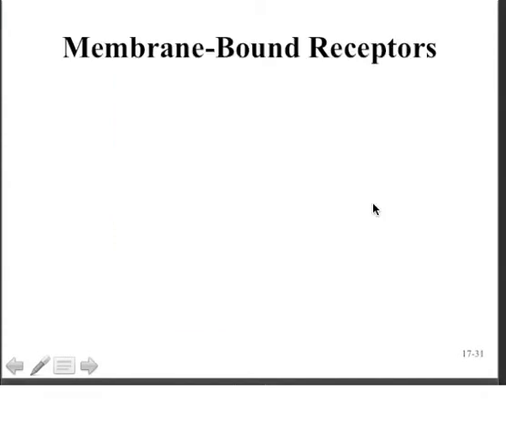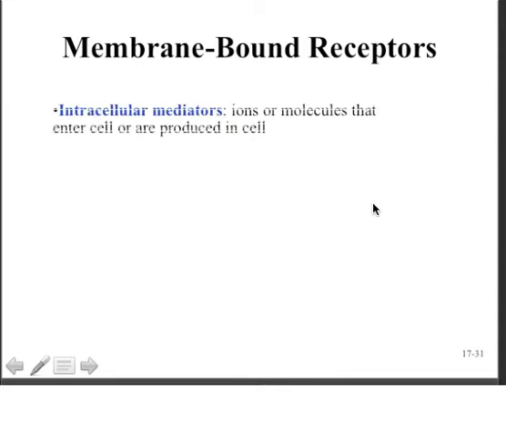Okay, membrane-bound receptors are essentially on the phospholipid bilayer surface. The binding site is going to be on the extracellular side, and the portion of the membrane-bound receptor that is going to trigger the cellular response is on the cytoplasmic side of the cell membrane. These are intracellular mediators. Generally, ions or molecules enter the cell or are produced in the cell as a response to the binding of the hormone.